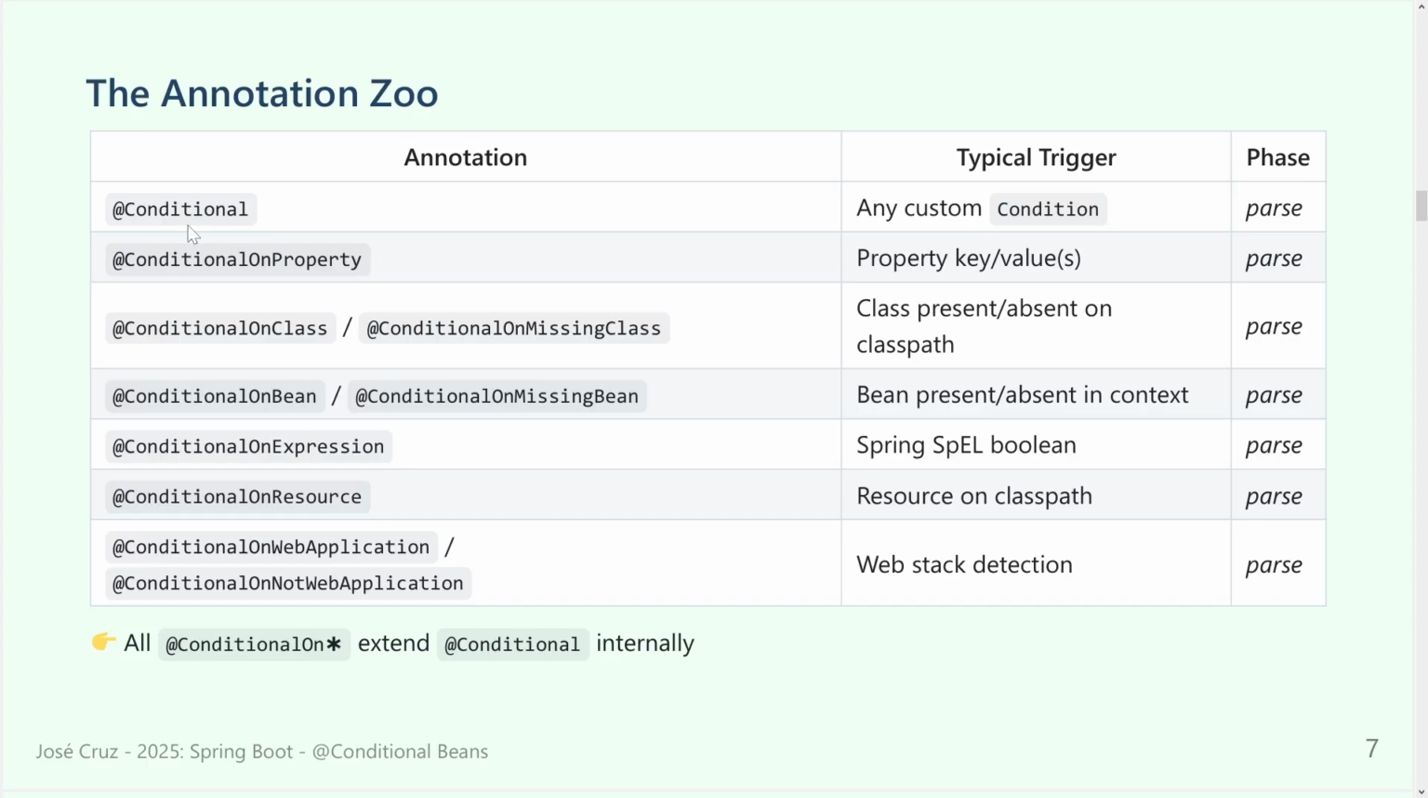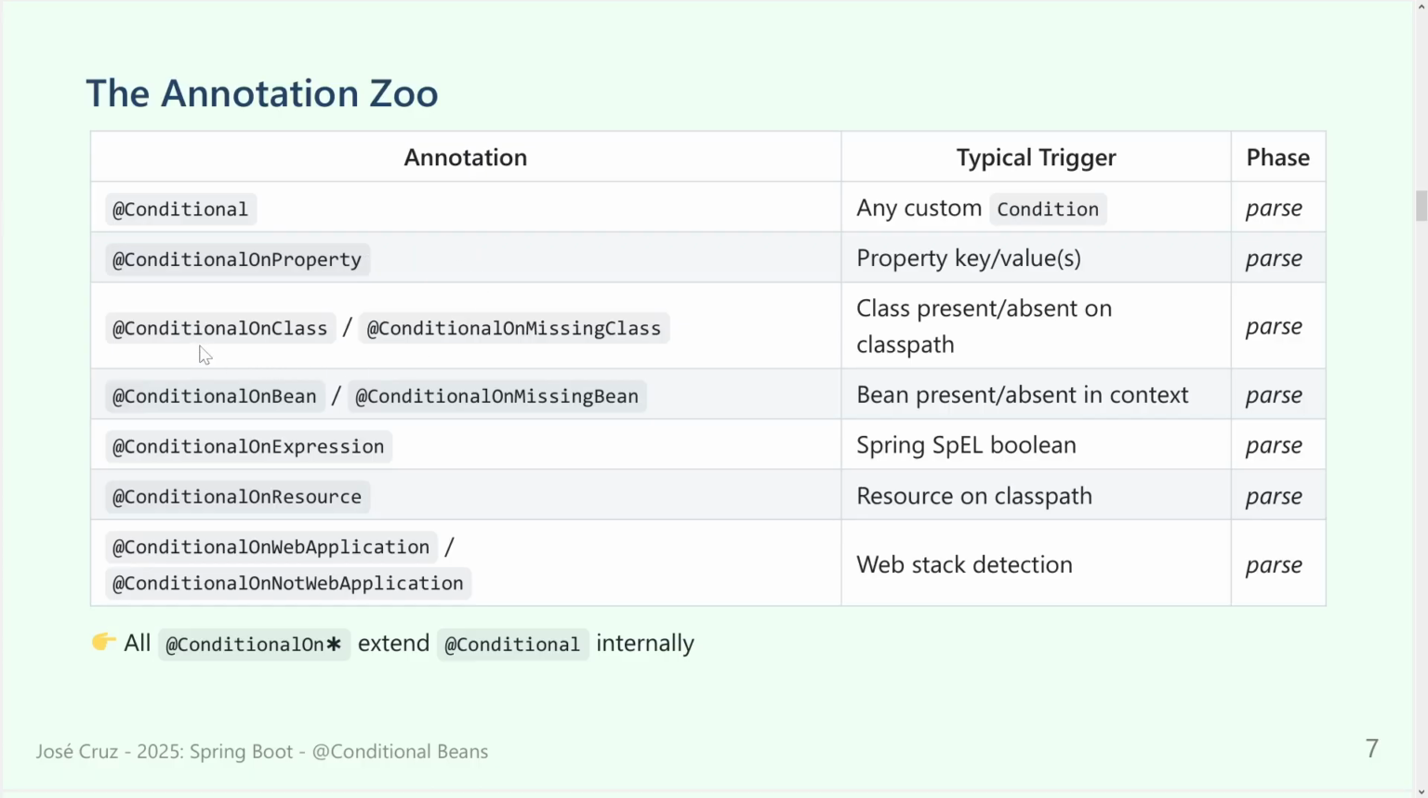So we have the conditional that you can use, any custom condition. It's a very simple one. You can use all this condition with an expression. We have conditional property, meaning that you define a property in an environment, in a properties file, for instance, and you have a name, a key, and a value, and you just say, okay, this bean is only allowed to be active when this value is, for instance, 7, or a boolean, or whatever you want.